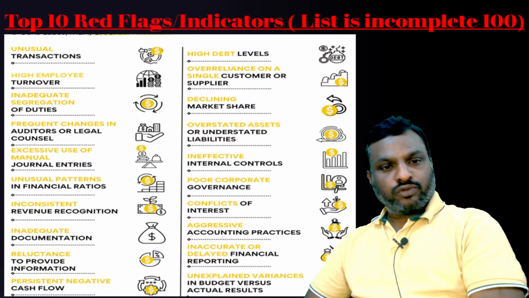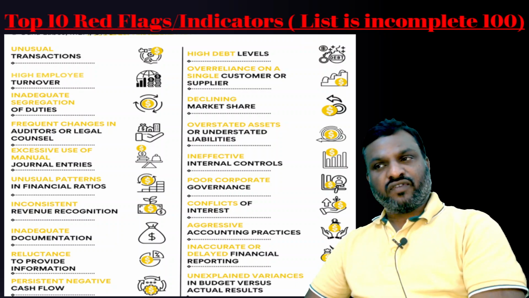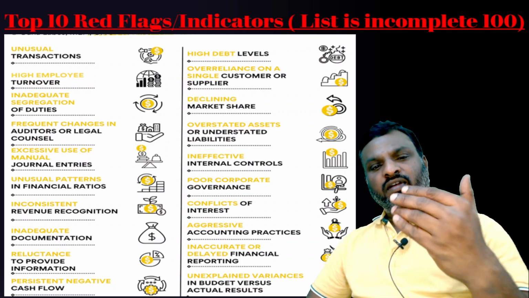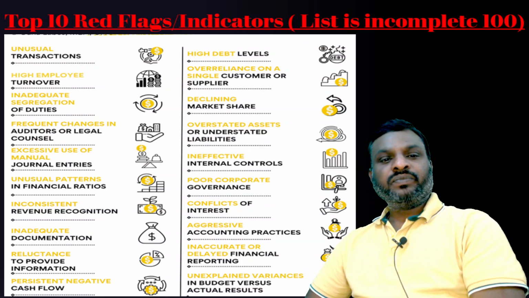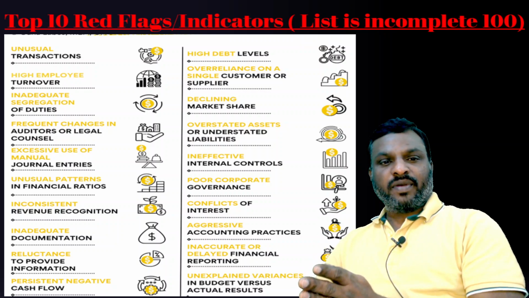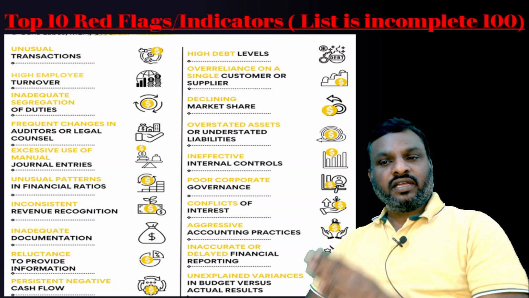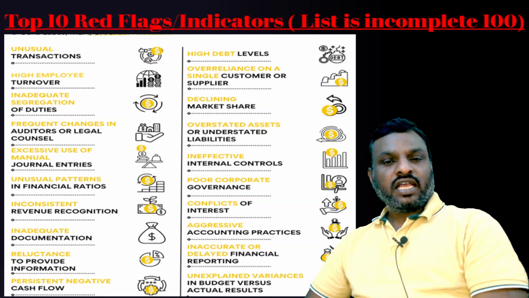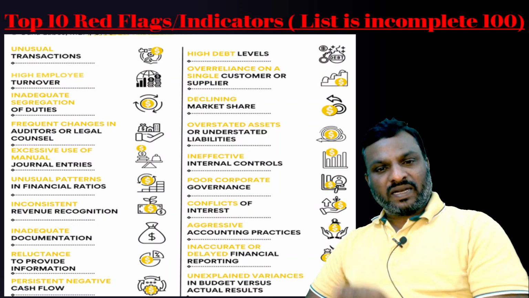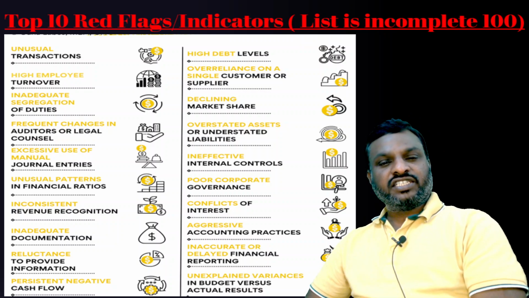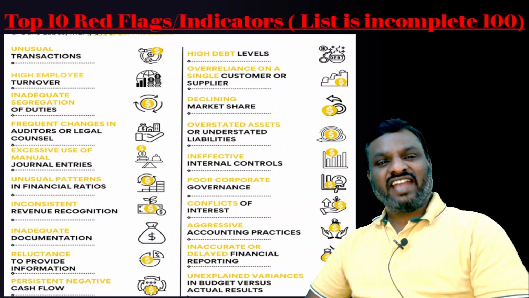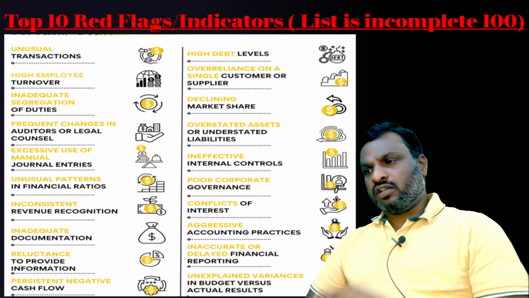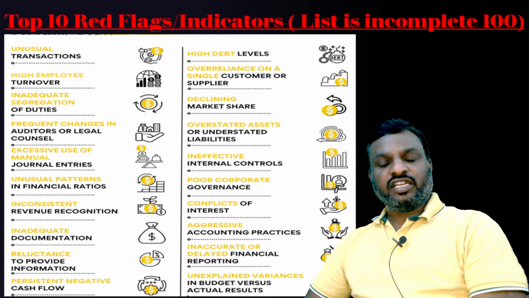Number 1, unusual transactions. If you see the financial performance of an entity, from the P&L point of view, it includes sales, expenses, profitability, losses, etc. If you compare current month performance versus last month, current quarter versus last quarter, this period versus the same period last year, actual versus budget, actual versus standard, there will definitely be variances. If there are no variances, that is one of the indicators of a red flag.